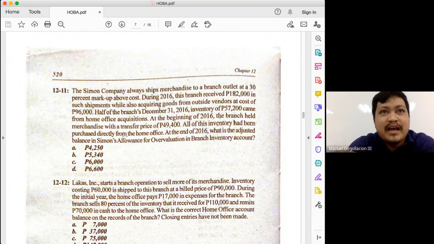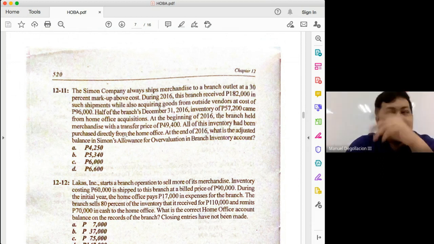And what are we being asked for? We are asked for the markup. Okay? So if the billed price was 28,600 and we have already computed that the true cost is 22,000, then that means the markup is 6,600. Or how else can we get 6,600? You multiply the 22,000 with the markup rate of 30%. And that should give you 6,600.